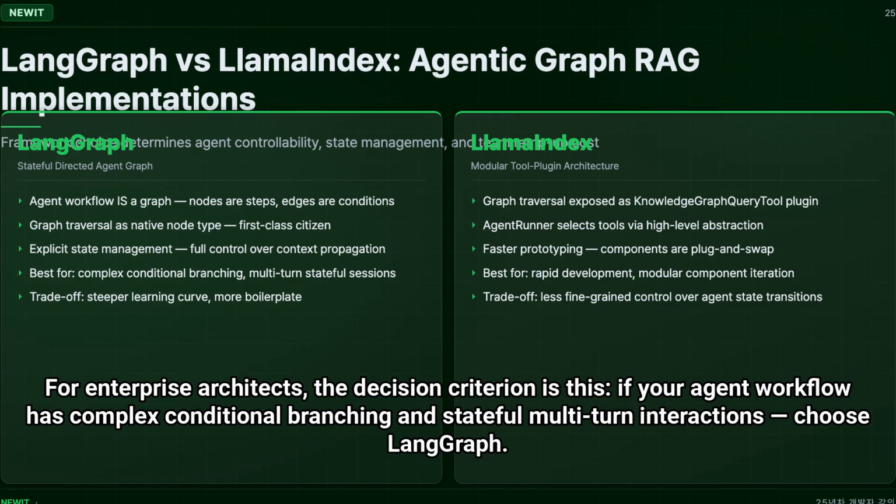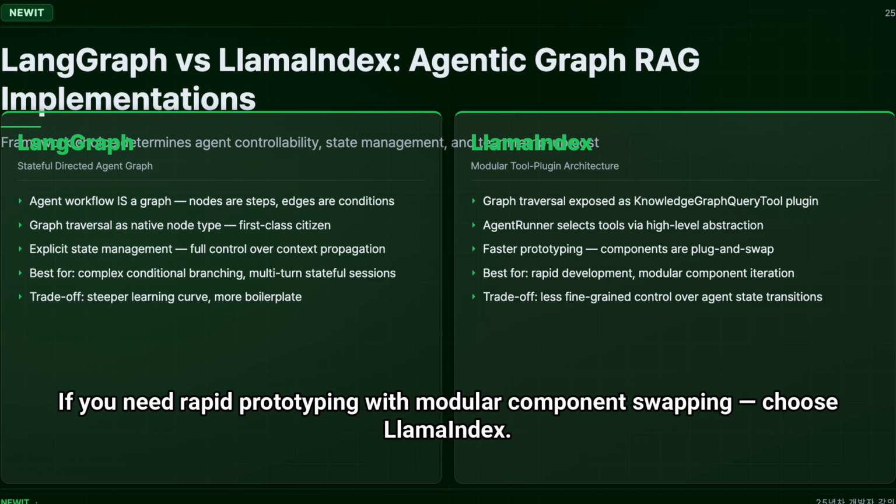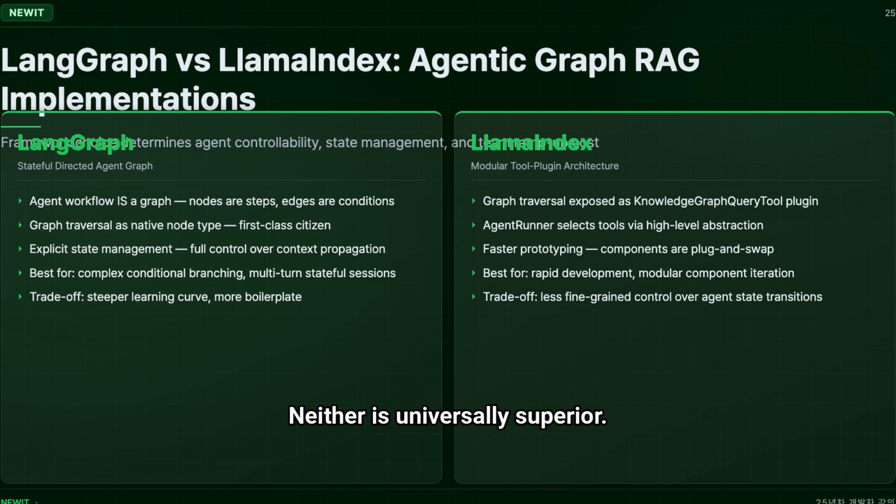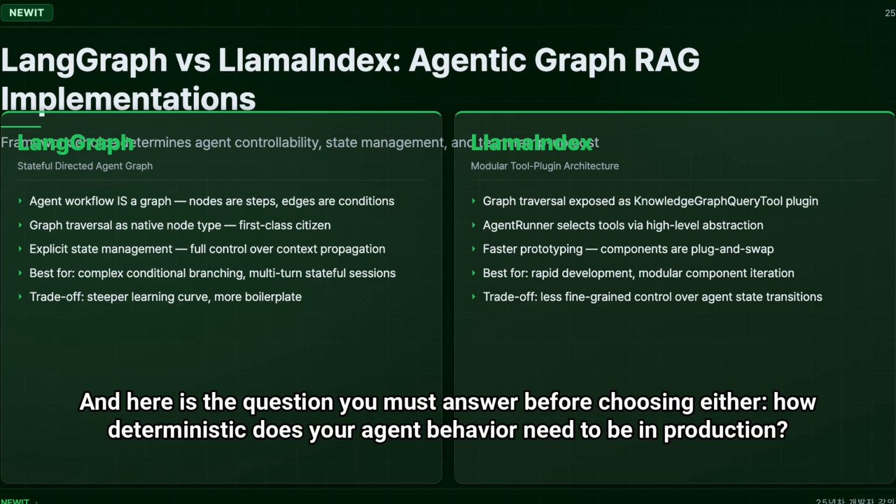If your agent workflow has complex conditional branching and stateful multi-turn interactions, choose LangGraph. If you need rapid prototyping with modular component swapping, choose LlamaIndex. Both are valid. Neither is universally superior. And here is the question you must answer before choosing either: how deterministic does your agent behavior need to be in production?